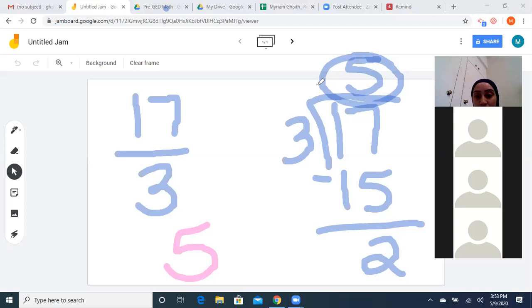And what about this 2 right here? What did the 2 become? Numerator. Excellent. The 2 became a numerator. That's the remainder. Whatever was remaining became our numerator. And what does the denominator become? 3. 3, right. It does not change. Keep that in mind. The denominator does not change, going from an improper fraction to a mixed number, and the other way around, from a mixed number to an improper fraction.